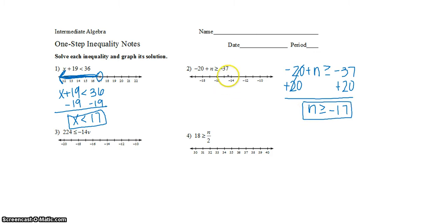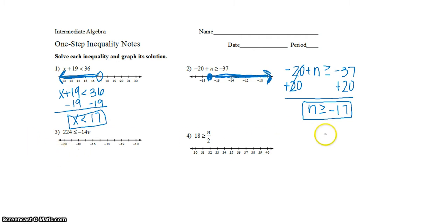So there's my answer. Mark negative 17 on my number line. It's greater than or equal to, so that's a closed circle. And I'm going to go to the right. Okay, both the number line and the answer in the box are part of your answer. They both have to be there.